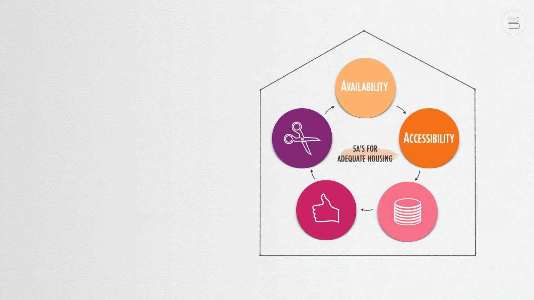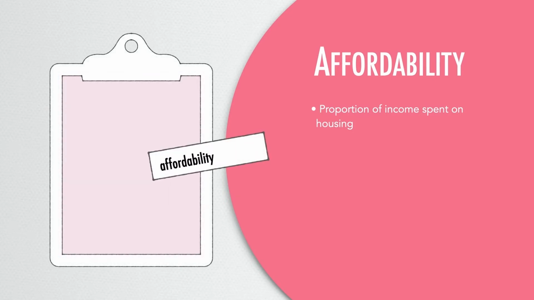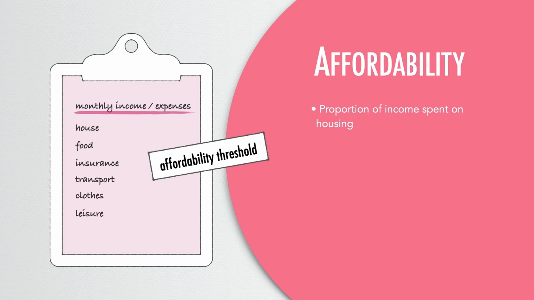The third principle is affordability. Affordability has been defined in several ways, but the most used one refers to the proportion of the household income which is spent on housing-related costs. The so-called affordability threshold, which is a rule of thumb, stipulates that a household should not spend more than 25 to 30% of their total monthly income on housing-related costs.